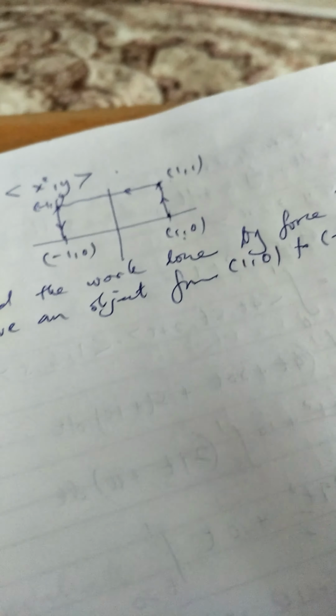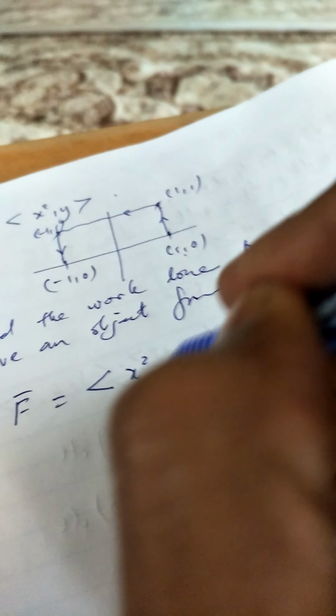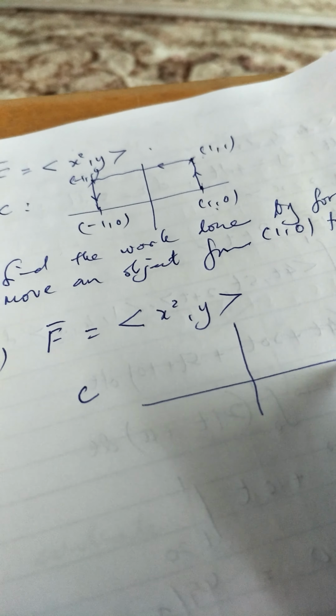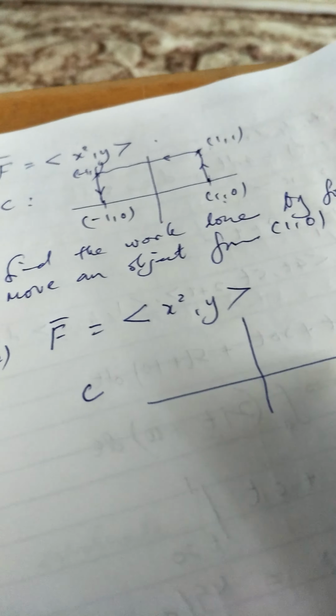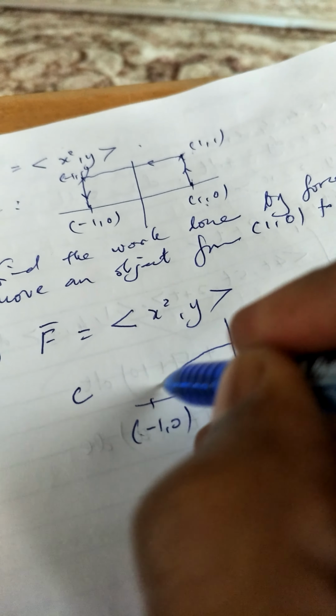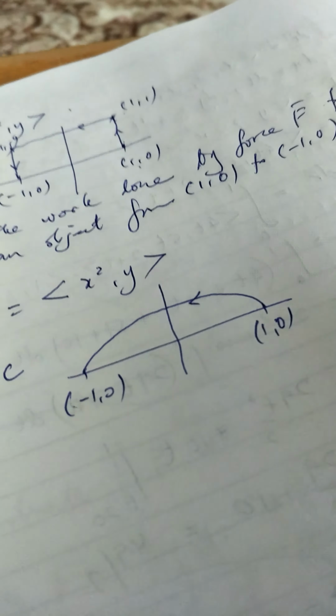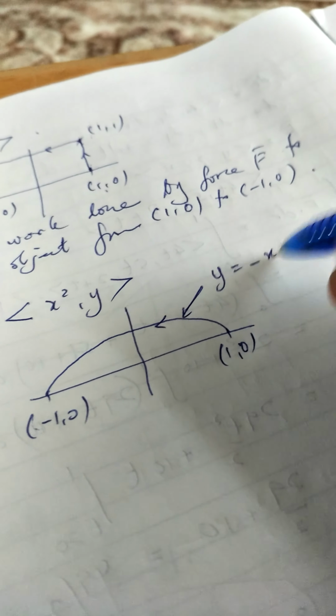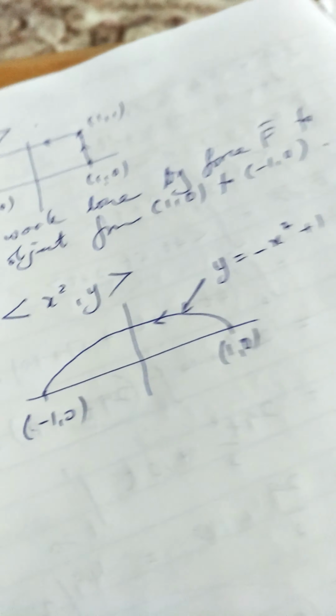Okay, try another one. Let's say with f x squared y, same function, but our c is given as like this, from 1 0 to minus 1 0, using that. Okay, this line is given as y equal to minus x squared plus 1. This is your c.